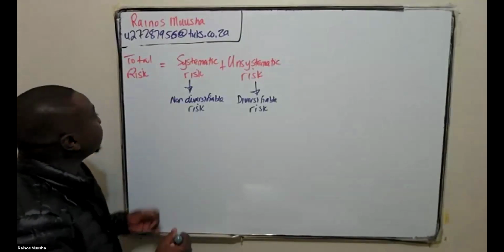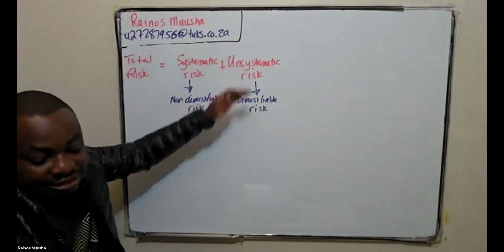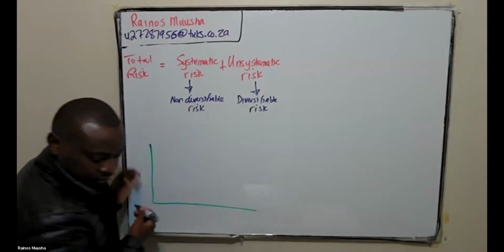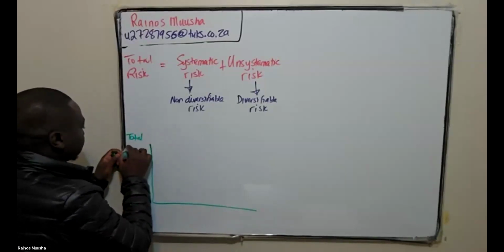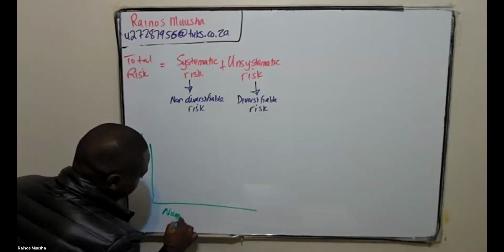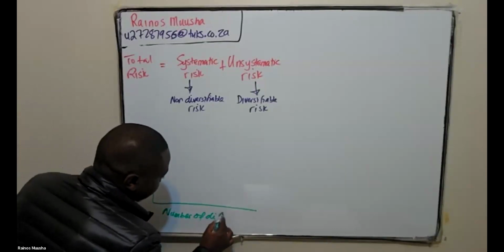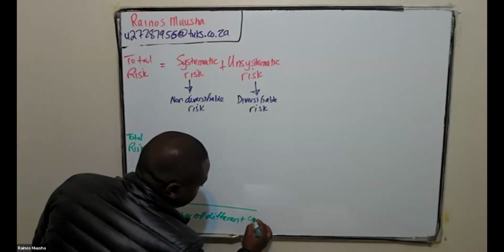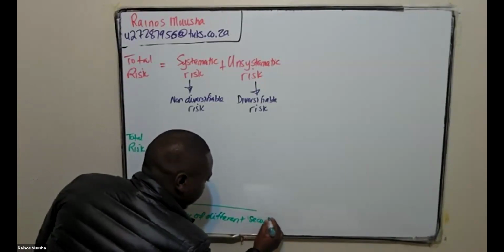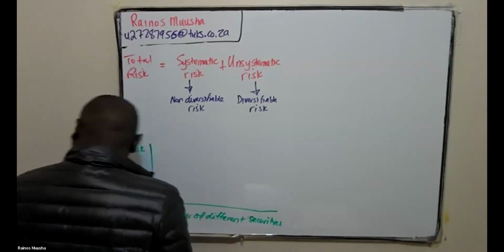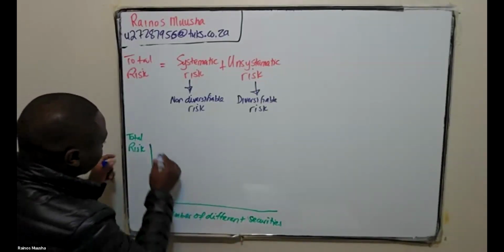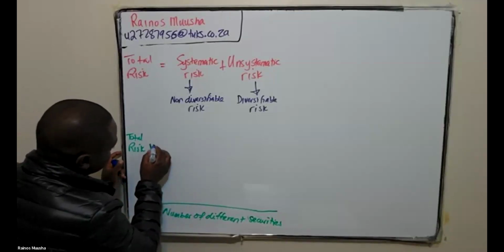So if you put this relationship between the total risk, systematic risk, and unsystematic risk as a graph, the relationship is more or less something like this. So we have total risk here, and then we have the number of different securities. When you look at this particular relationship, the graph would be given as something like this.